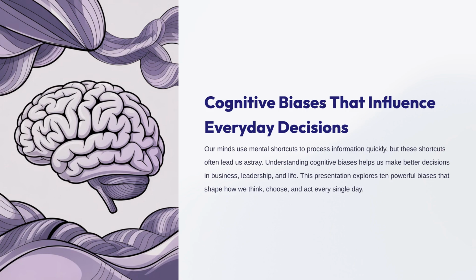Our minds use mental shortcuts to process information quickly, but these shortcuts often lead us astray. Understanding cognitive biases helps us make better decisions in business, leadership, and life. This video explores 10 powerful biases that shape how we think, choose, and act every single day.